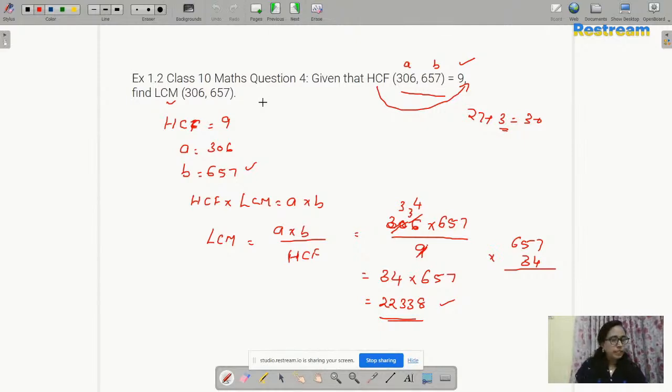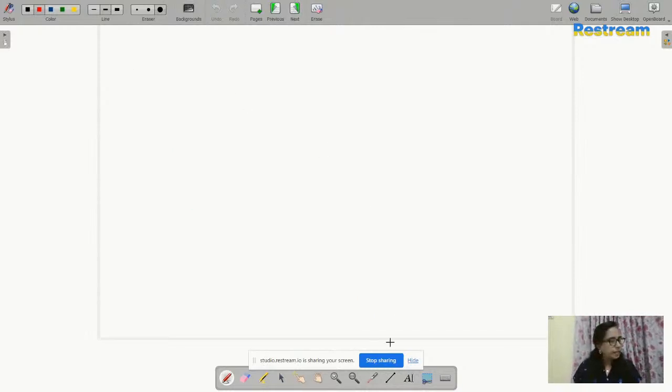Anyhow, I'll take from the textbook. What is the next question? Check whether 6 raised to n can end with the digit 0.